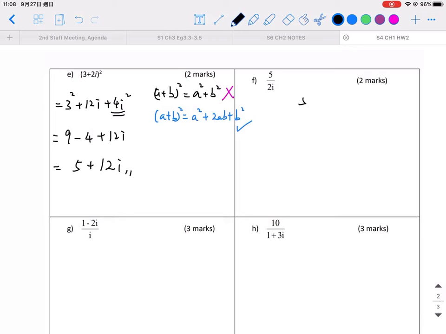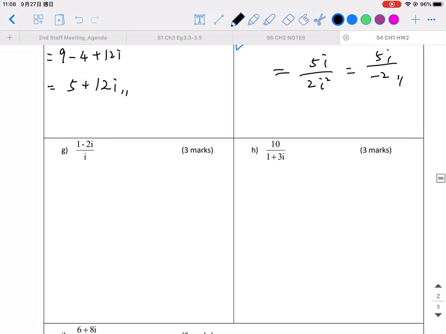And for part F, someone will multiply by 2i over 2i, which is also okay, but I will be simple. Just multiply i over i. That means for the numerator, it will become 5i, and the denominator will be 2i squared. So therefore, it should be 5i over -2. Okay, we finish this one.